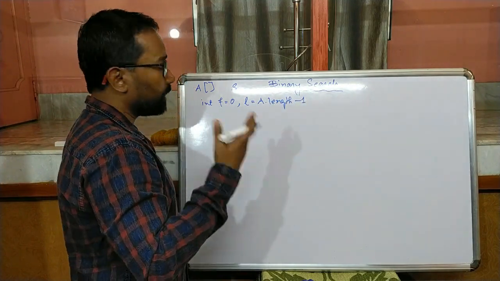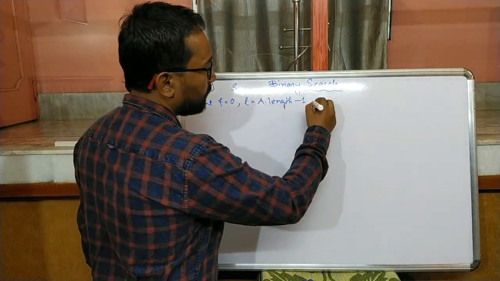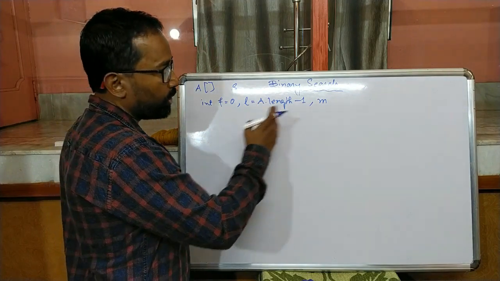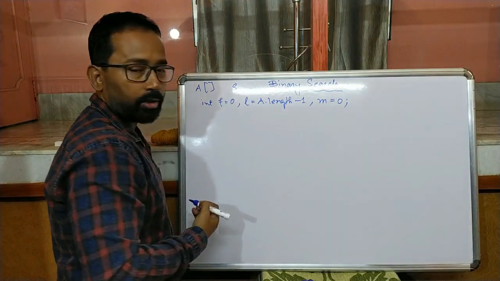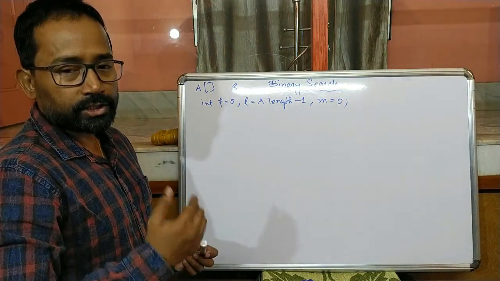If it is an unknown array. If the array is known, say the array has 10 elements, we can write 9 here. And then one variable to store the middle index. So the middle index we will find inside the loop. So for this time, at the time of declaration, we initialize this variable with 0, because it is always good practice to initialize a variable before it is used in the program.